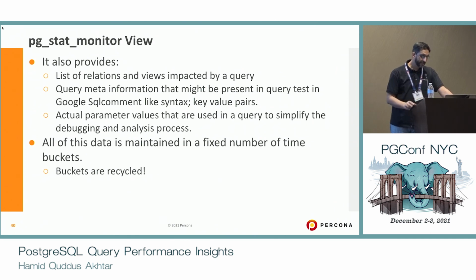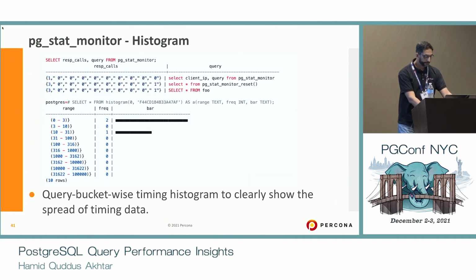And it stores actual parameter values. It does maintain placeholders, but it also provides you with the actual parameter values, which are extremely useful if you want to debug this. The buckets are recycled, so they're kind of in a circular queue. So the moment you go back to that bucket again, it will be reset and re-utilized. So we're not excessively utilizing a lot of memory here.